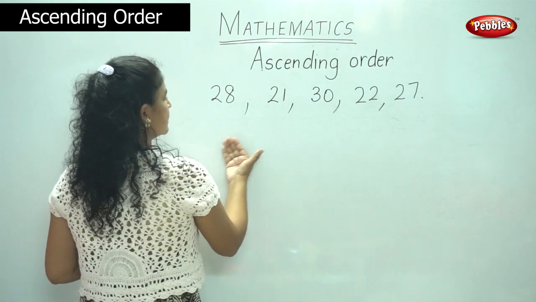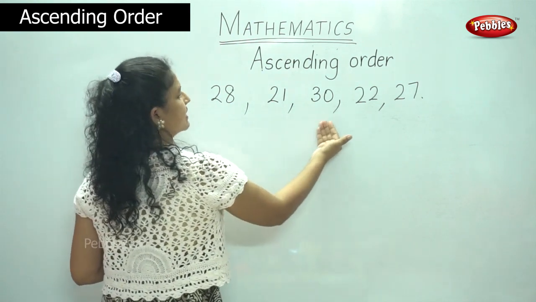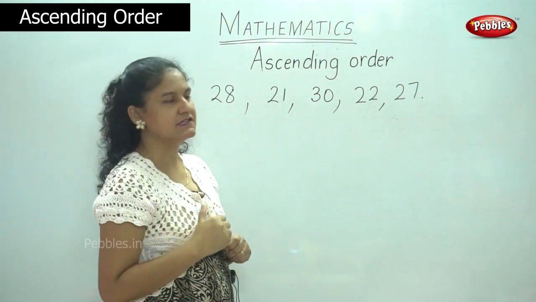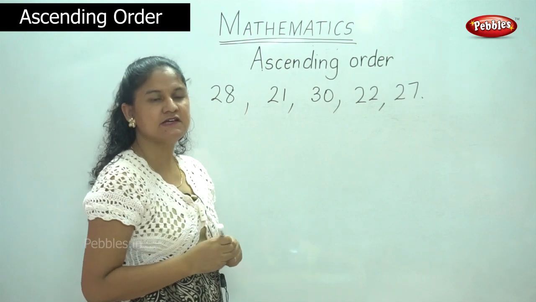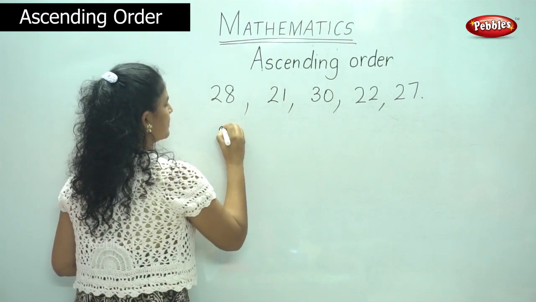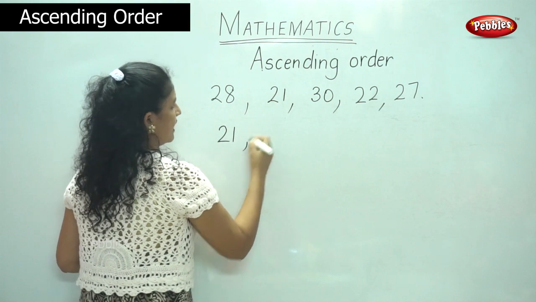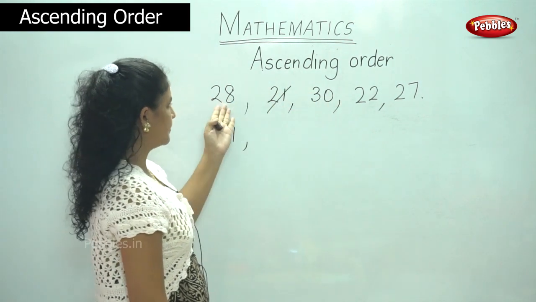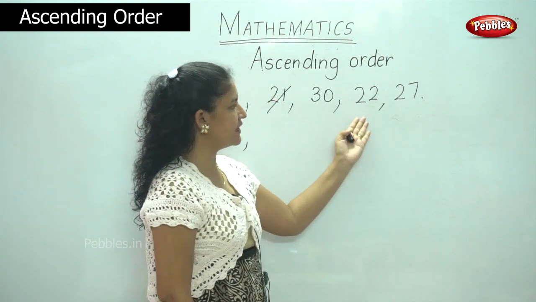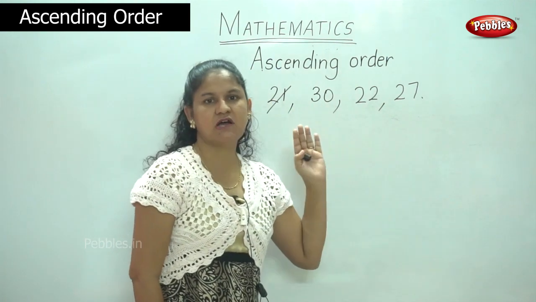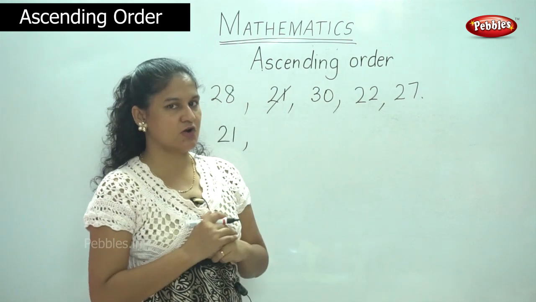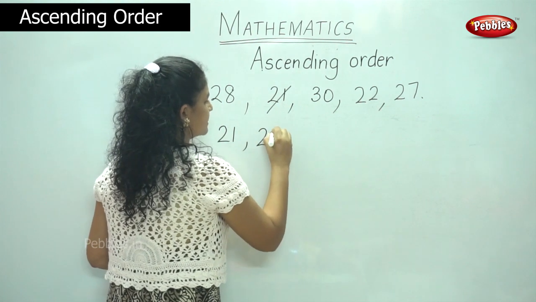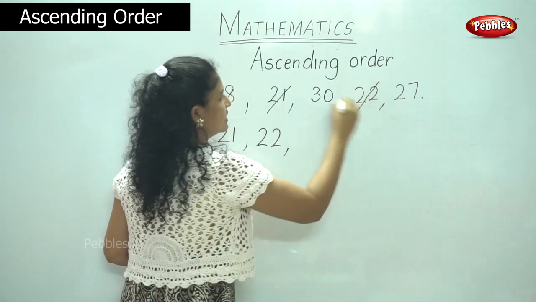So 28, 21, 30, 22, 27. So I found out that number 21 is the smallest number. So I will write number 21. Now I have to find out among these 4 numbers 28, 30, 22, 27, which is the smallest number? So I found that 22 is the smallest number. So I write number 22.